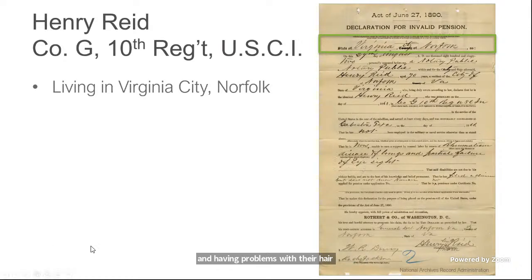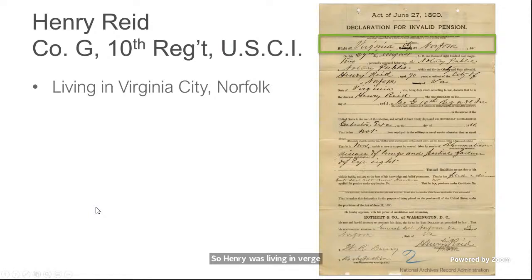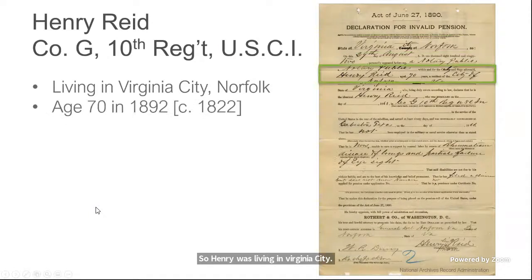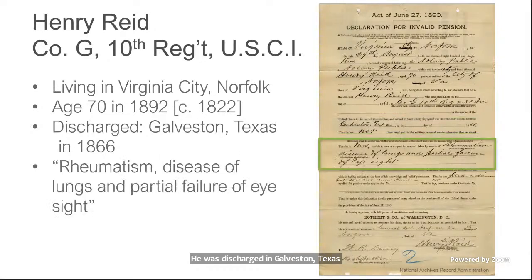So Henry was living in Virginia City, Norfolk, Virginia. He was age 70 in '92 when he began this pension process. And so that is a calculated birth date of 1822. He was discharged in Galveston, Texas in 1866. And he is claiming that he has rheumatism, disease of the lungs, and partial failure of eyesight.